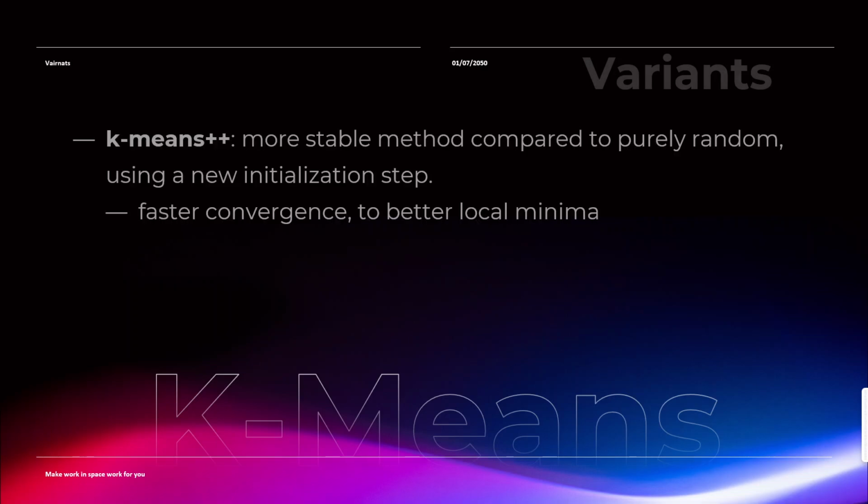K-means has several variants. The first one is K-means++, which is a more stable method compared to the purely random initialization because it uses a new initialization step. It is faster in convergence, and it tries to always reach a better local minimum.